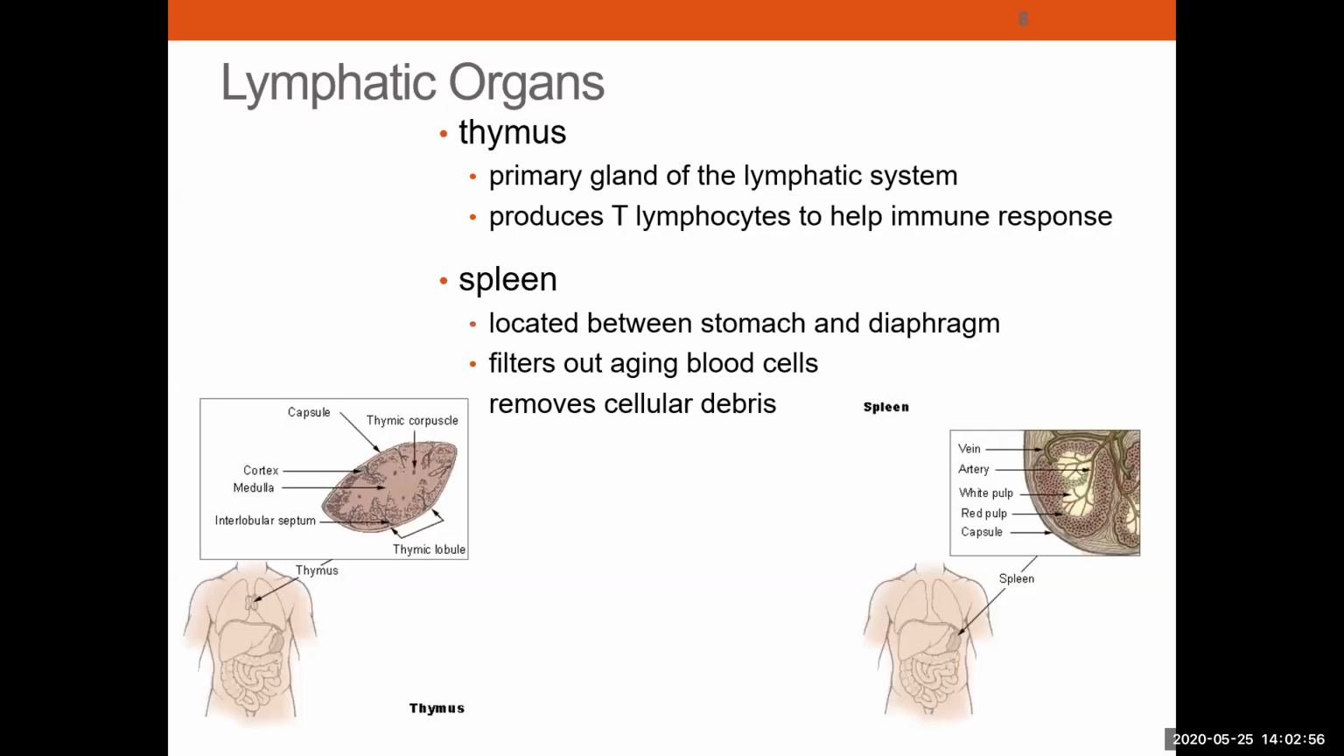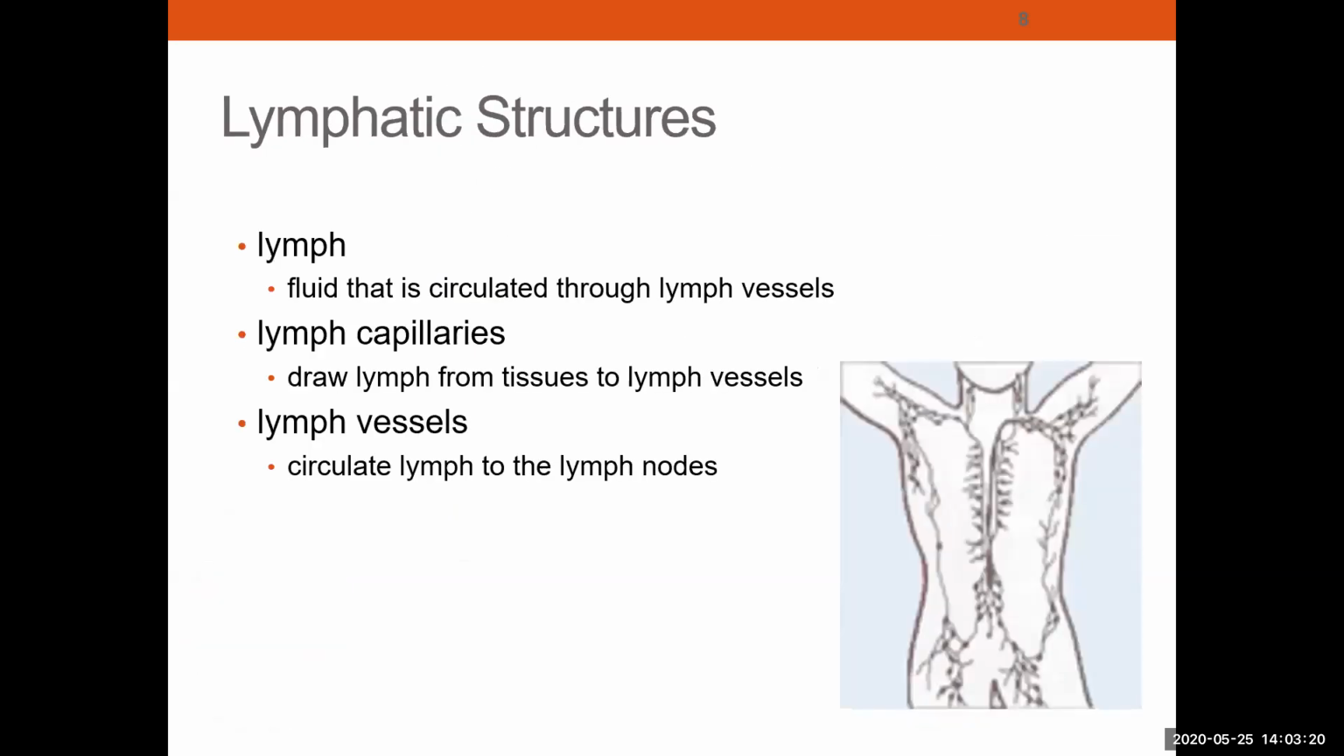The thymus, which we learned about with the endocrine system, is the primary gland of the lymphatic system. It produces T lymphocytes to help the immune response. And then the spleen is large and located between the stomach and diaphragm at the left upper quadrant of your body, and filters out aging blood cells and removes cellular debris. You can see the little pictures on the bottom of where they're located.